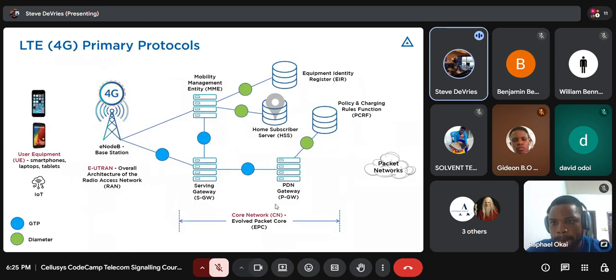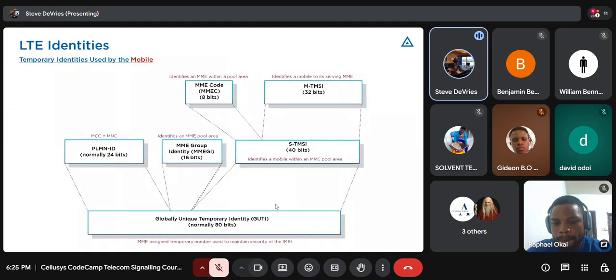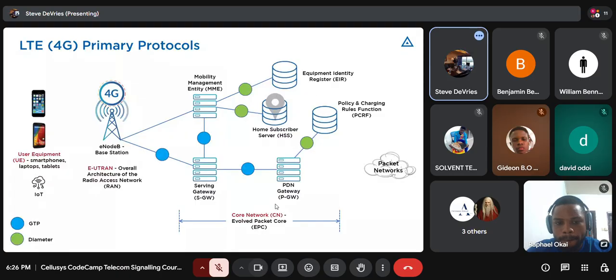Now, there are a lot of big changes on 4G. Number one is a flatter architecture. Number two, it's all IP. Number three, the protocols change. There's no more SS7. The communication between the mobility management entity and the equipment identity register, the home subscriber server, the policy and charging rules function, and the P gateway uses a new protocol called Diameter. Diameter is what's known as an AAA, an authentication, authorization, and accounting protocol.